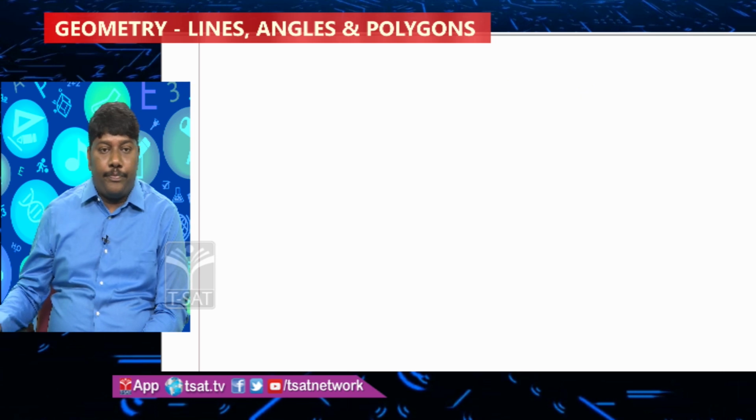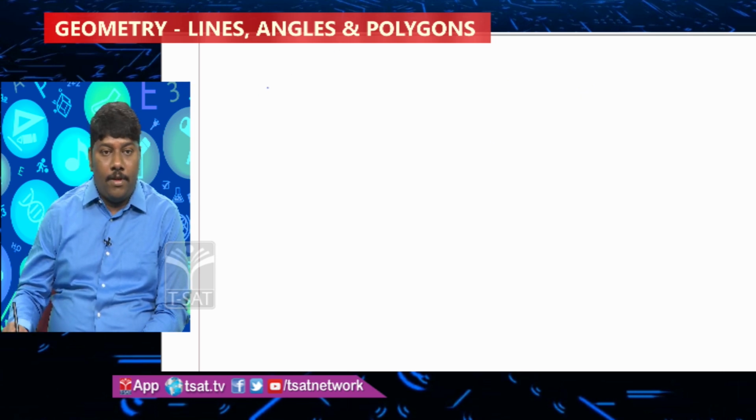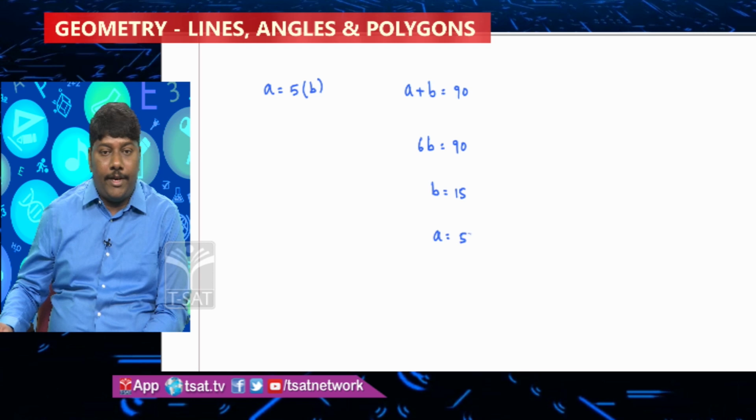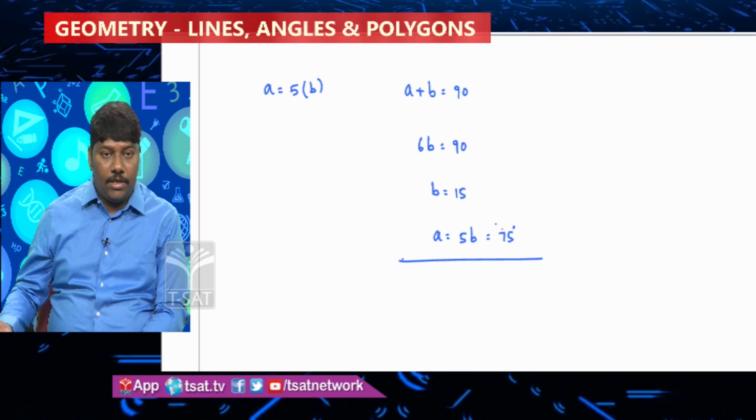The other way of doing: an angle which is 5 times its complement. Let the complement be B. We know complementary angles means A plus B is equal to 90 and A is 5B. Therefore, 6B is equal to 90, B is equal to 15. But I am looking for angle A. Angle A is equal to 5 times B, which is 75. So like this also you can do it by using two variables. If you don't want to use two variables, you can use one variable and do it.